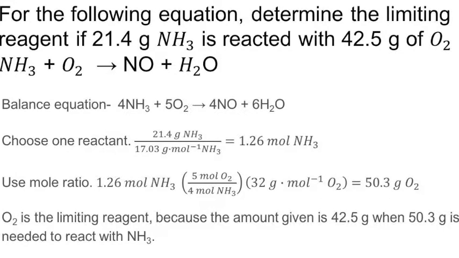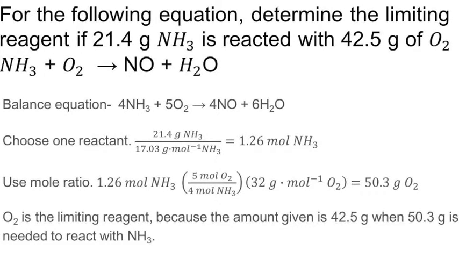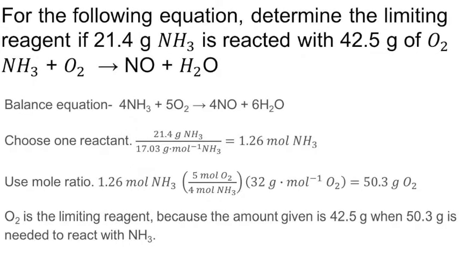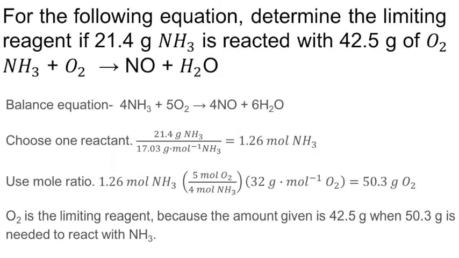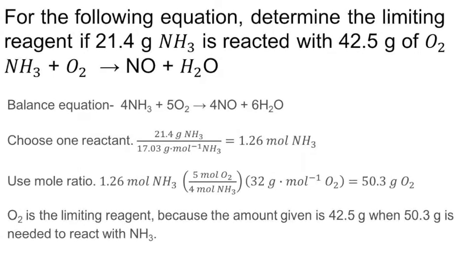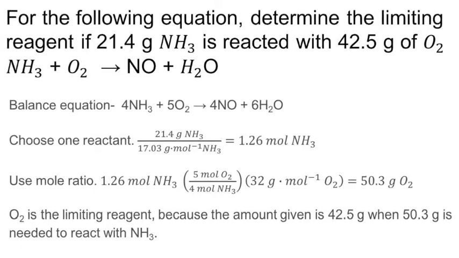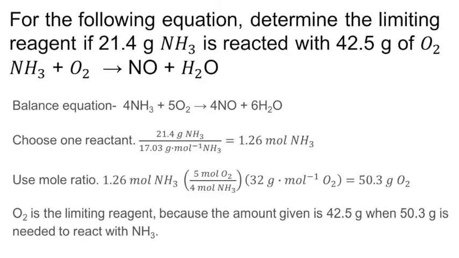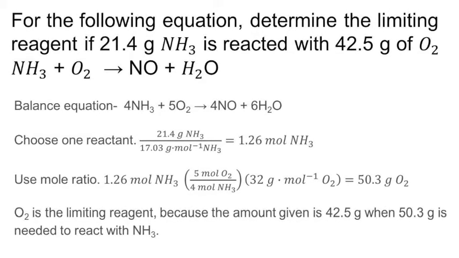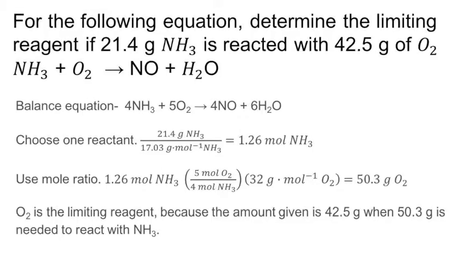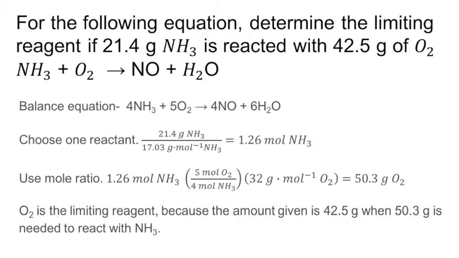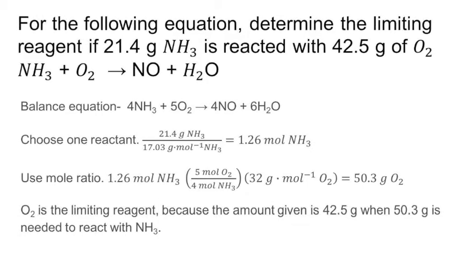For the following equation, determine the limiting reagent if 21.4 grams of NH3 is reacted with 42.5 grams of O2. So we are given this equation, and so first we have to balance it. In a previous question, I believe we balanced it. So we choose one reactant. So we're choosing NH3. So we're going to do 21.4 grams of NH3, which is given to us, divided by 17.03 grams per mole of NH3, which is the molar mass. So then we get that we have 1.26 moles of NH3.